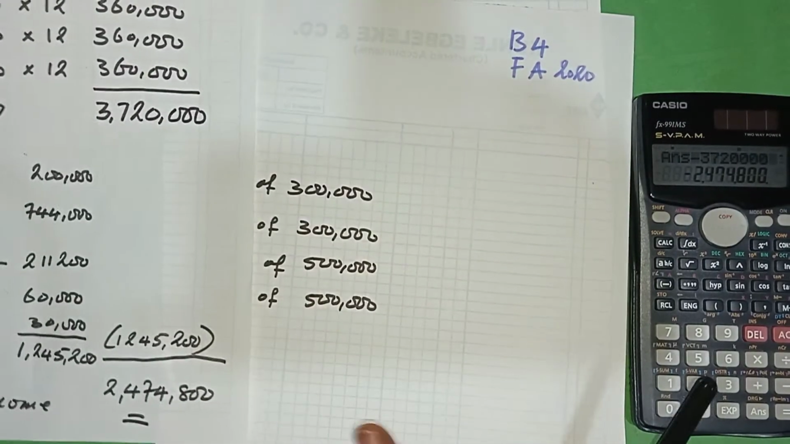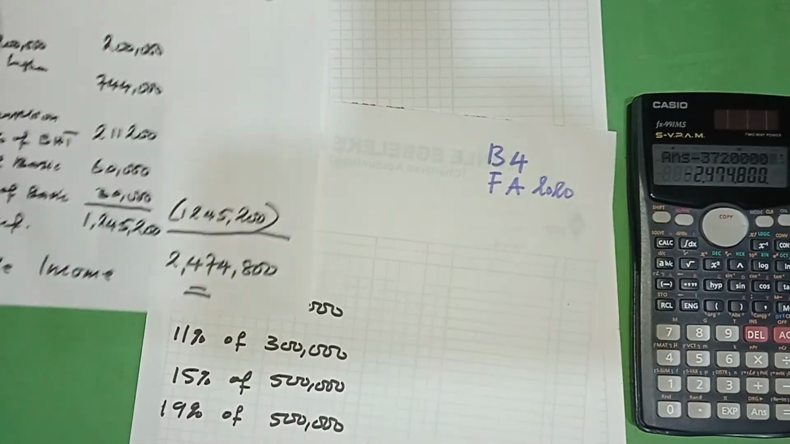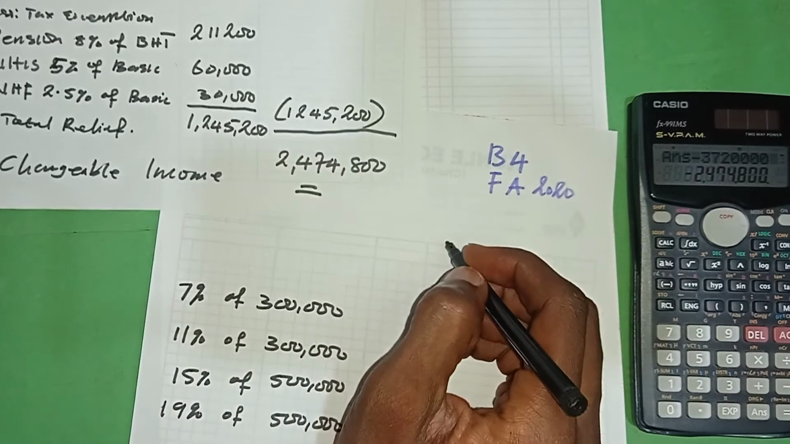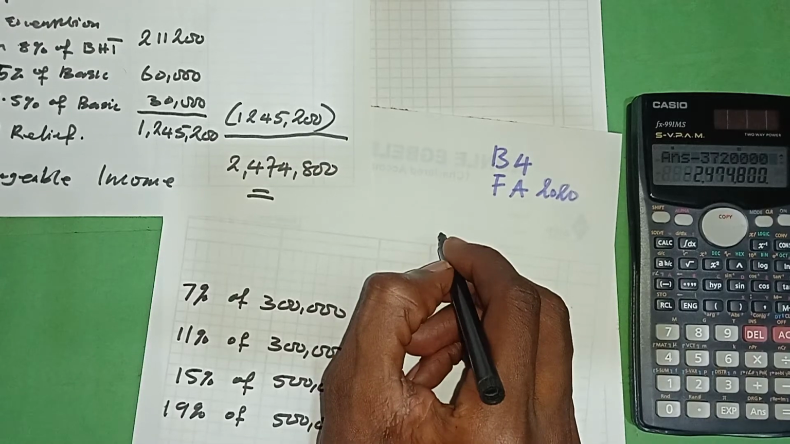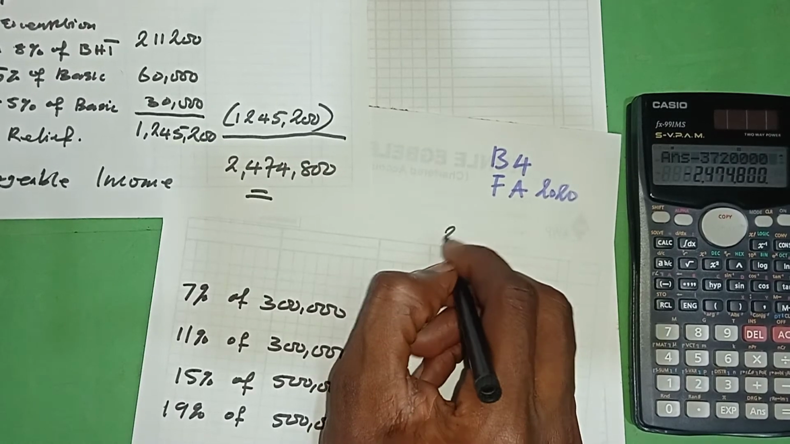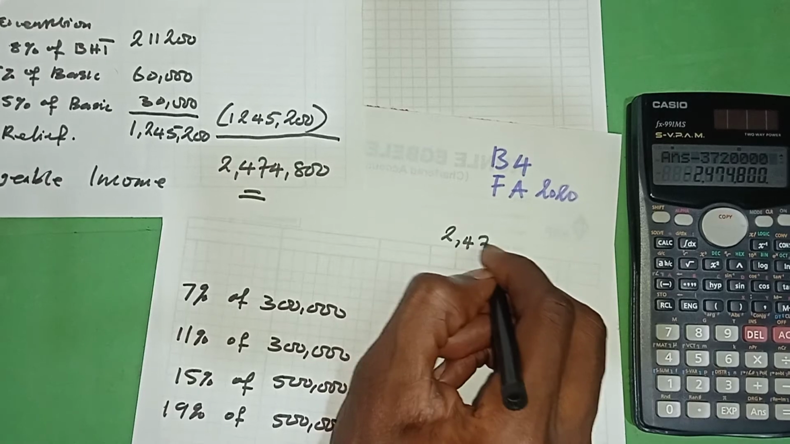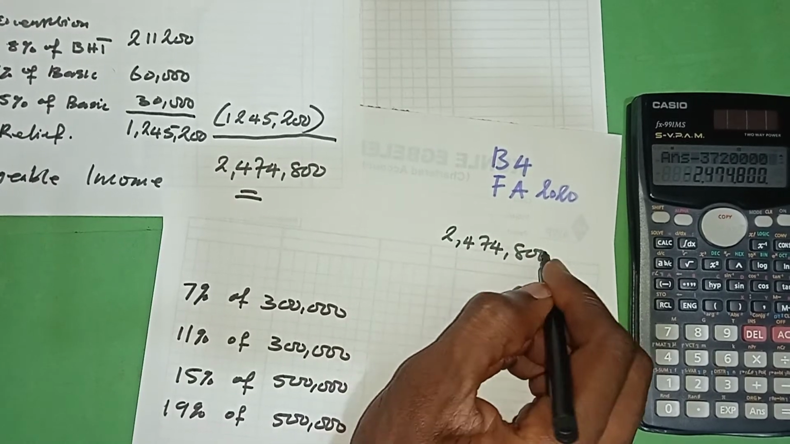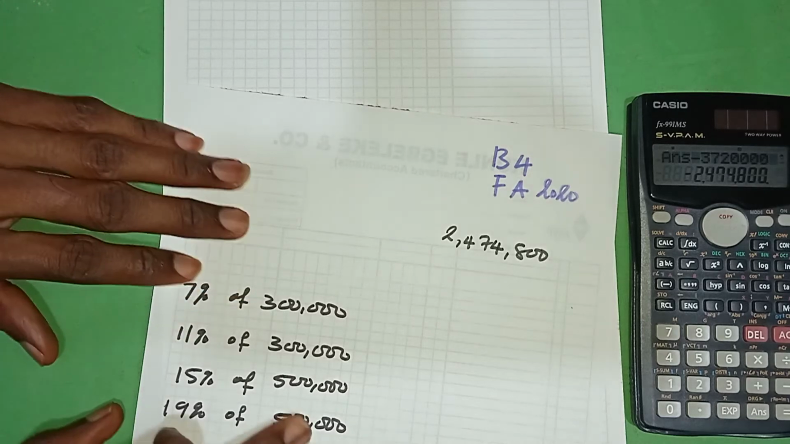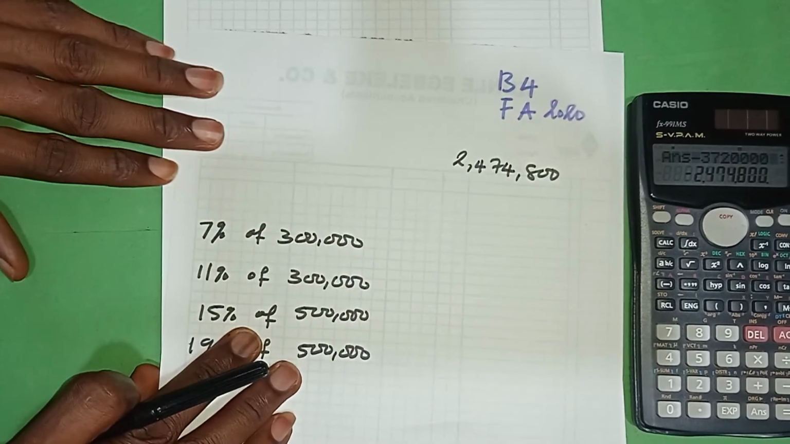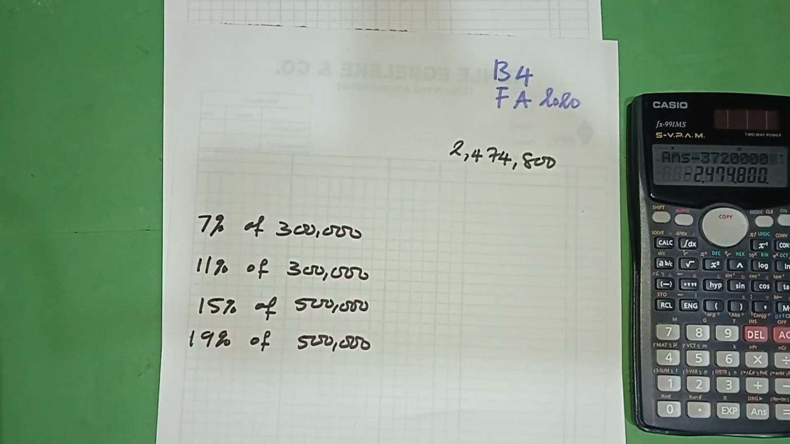So now here, this is what we are going to do. Let us bring down our chargeable income here. Chargeable income is 2,474,800. 2,474,800 is our chargeable income. So we are going to apply our rates here now.